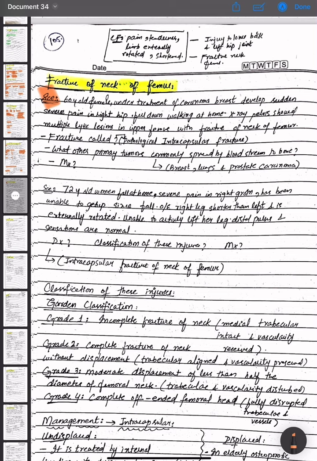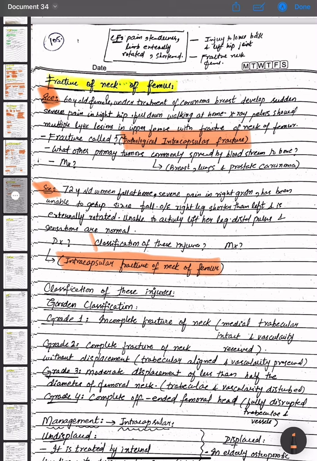Okay, we have another scenario which states that a 72-year-old woman fell at home with severe pain in the right groin, and has been unable to get up since the fall. On examination, the right leg is shorter than the left and is externally rotated, and she is unable to actively lift her leg. Distal pulses and sensations are normal. So what is the diagnosis? What is the classification of these injuries, and what is the management? Intracapsular fracture of the neck of femur is the diagnosis. Okay. Pathological intracapsular fracture is the diagnosis in both these scenarios. What are the clinical features?